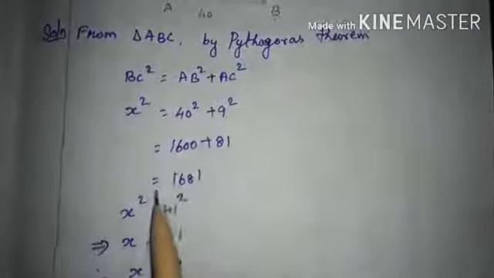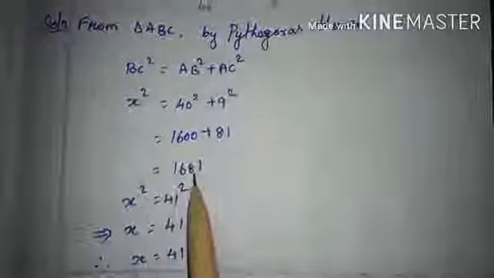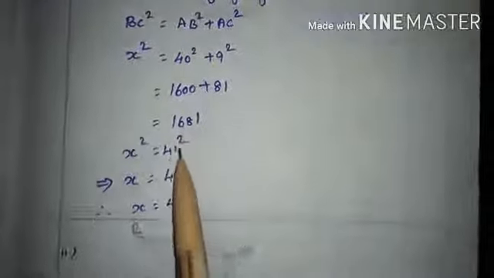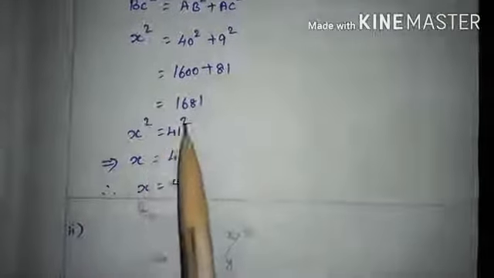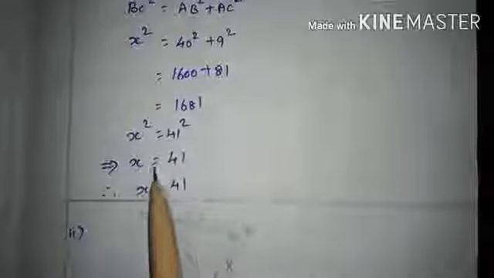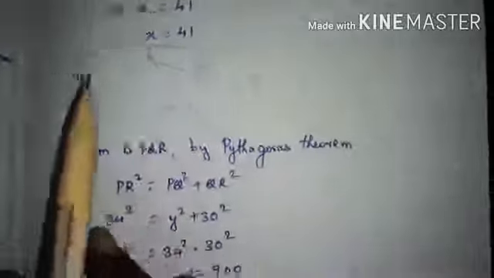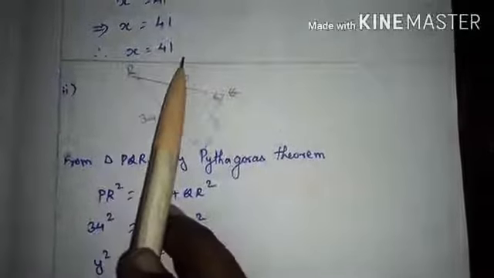Substituting this, we get the value of 1681. This can be written as 41 square. That is x square is equal to 41 square. That means x equal to 41. Therefore, the unknown side is 41.